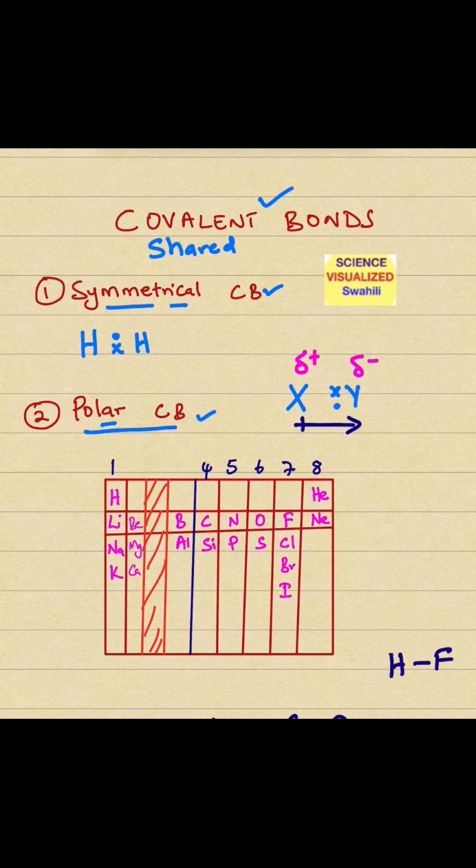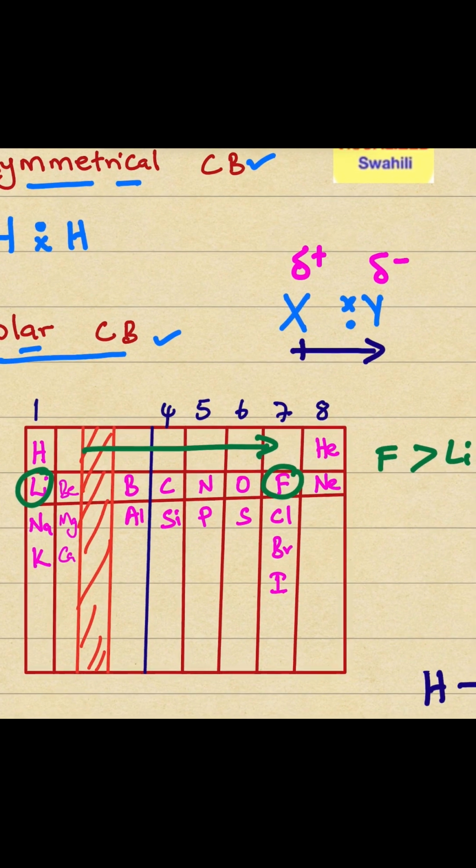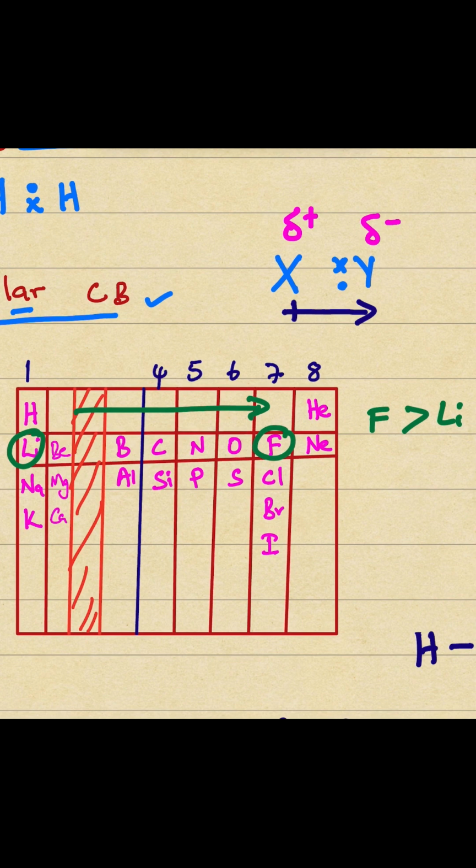Now the electronegativity value increases from left to right on the periodic table. So from left to right, that means fluorine will have higher electronegativity value than lithium. So fluorine is higher than lithium. And also it increases up the group. So that means fluorine will be higher than chlorine. Same thing here, sodium, Na, is higher than potassium. Now let's apply this.